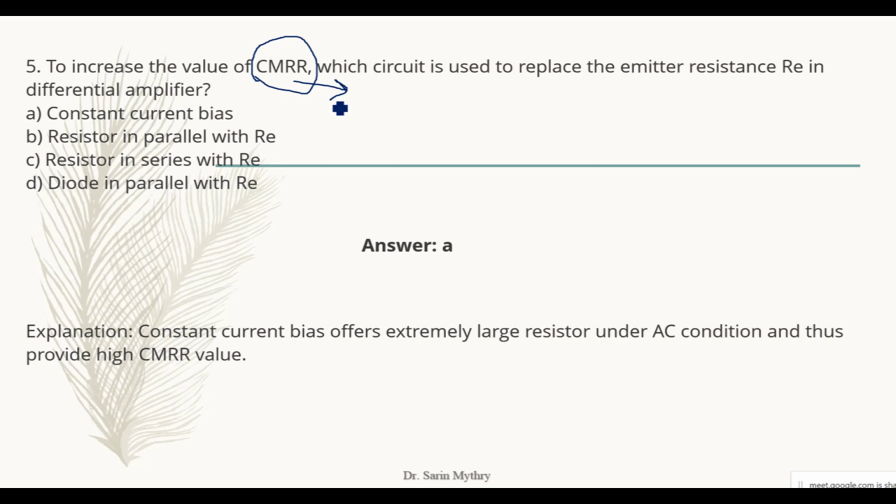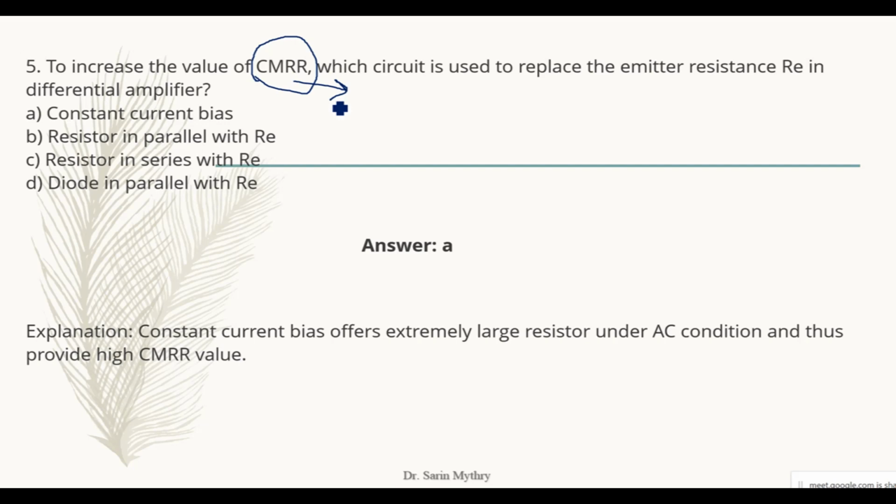So now see, to increase the value of CMRR, which circuit is used to replace that emitter resistance? Just now I showed where that R is present. R is present at the two junctions of the emitters in the differential amplifier. Then which circuit is being used? The options given to us are: constant current bias, a resistor in parallel with RE, a resistor in series with RE, and a diode in parallel with RE. So among these, the constant current bias circuit will be used. So the answer will be A. Because why?